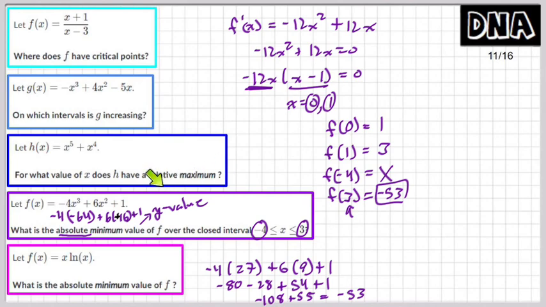And so just to recap, I didn't have to find the y value for negative 4 to see if it was less than negative 53 because when I did this right here, it was going to be a ginormous positive number that was clearly bigger than 1 or 3. So negative 4 could not have provided us with the minimum y value.